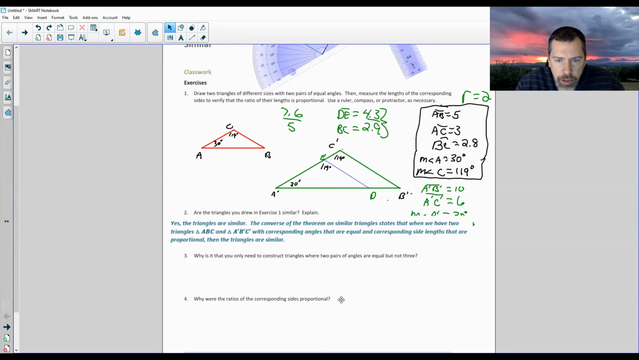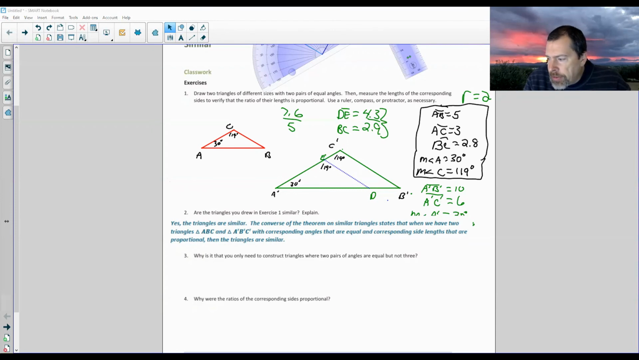The converse of the theorem on similar triangles states that when we have 2 triangles, triangle ABC and A prime B prime C prime, with corresponding angles that are equal and corresponding side lengths that are proportional, then the triangles are similar. Then it says, why do you only need 2 angles?